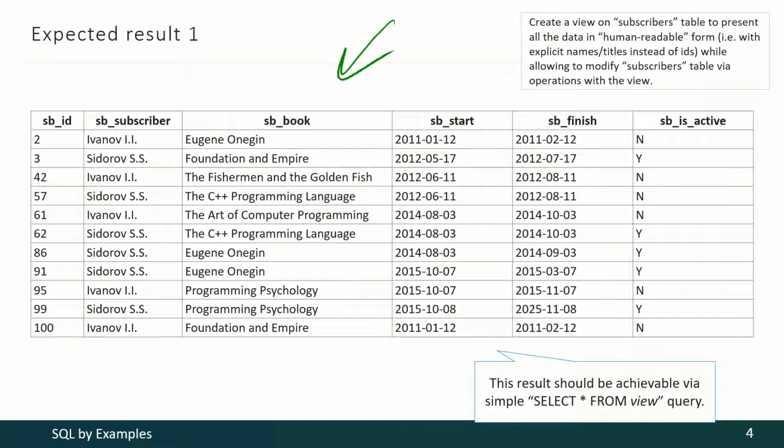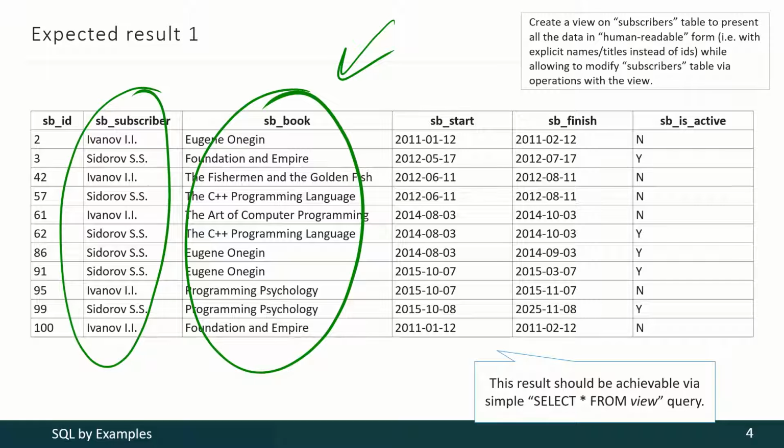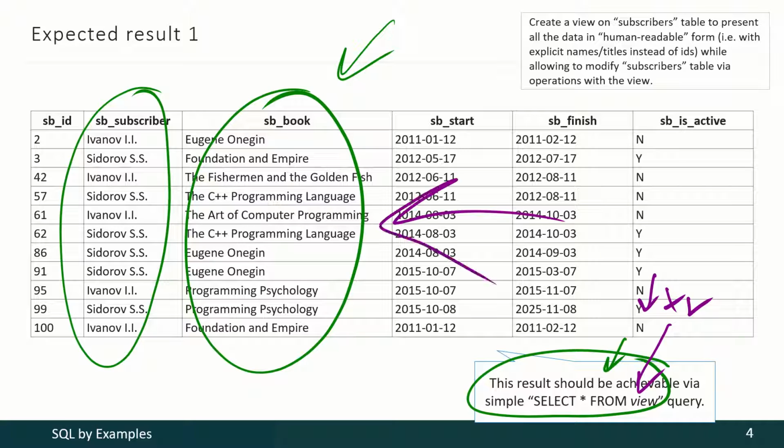This is our expected result. We see subscribers' names and books titles here instead of IDs. And we should be able to get that information by executing such a simple query. Yet this view should allow us to insert, delete and update data in the subscriptions table.